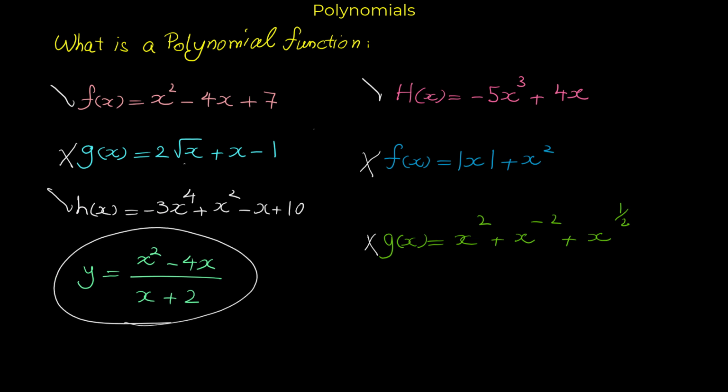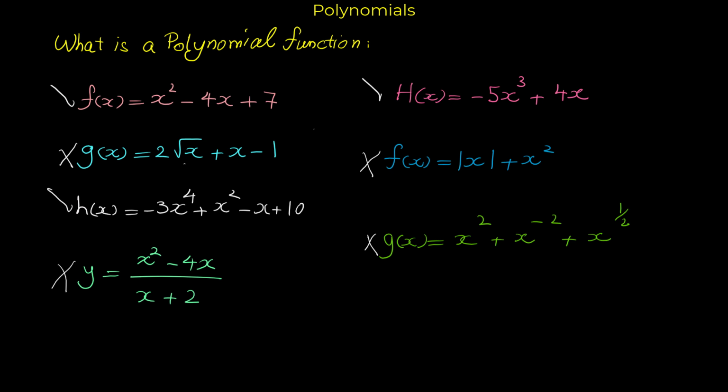What about this one? This is obviously not a polynomial function because this is basically a rational function. The numerator of this expression is a polynomial, but we cannot have x in the denominator. So this is not a polynomial. This is a rational function. So between these functions here, only 3 of them are polynomial and the others are not polynomial functions.